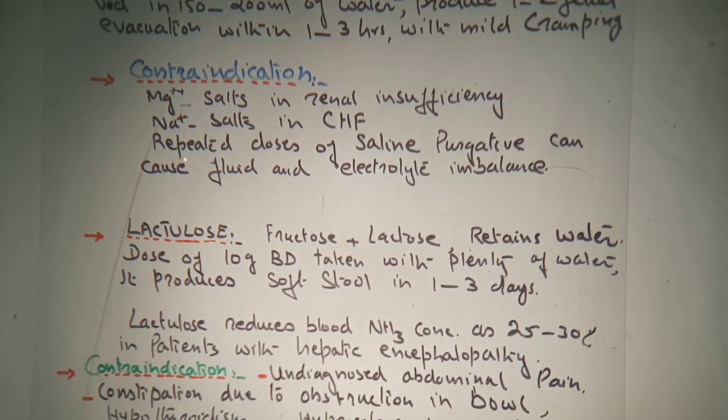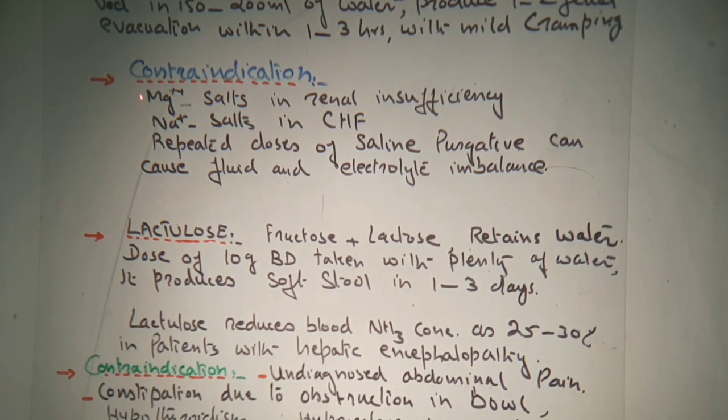Now why sodium salt in cardiac heart failure? You know that the patient suffering from cardiac heart failure also suffers from high blood pressure or hypertension. When we use the sodium salt in this patient, it causes an increase in the absorption of sodium, and when there is increase in the absorption of sodium, there is increase in the absorption of water, and that may cause increase in the blood volume and increase in the blood pressure. So they should not be used.